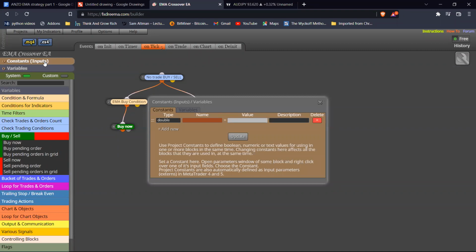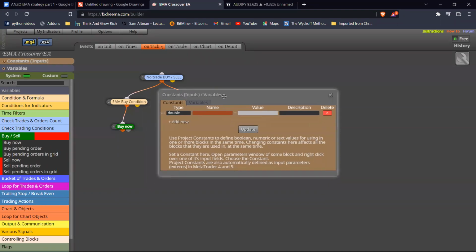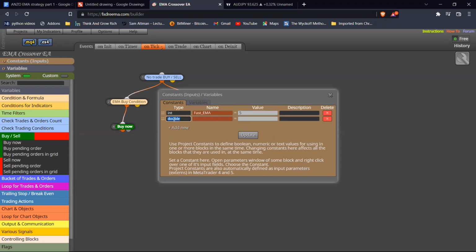Programming, C++, Java, whatever it is, you understand what I mean by building a variable. Basically, we're just defining a variable that we can call at any time. So the variable type for the first one will be int, that's integer. I'm going to call this fast underscore EMA, and the value of it would be 5, right? And I'm going to add another one, which is also an integer, and it's going to be slow underscore.